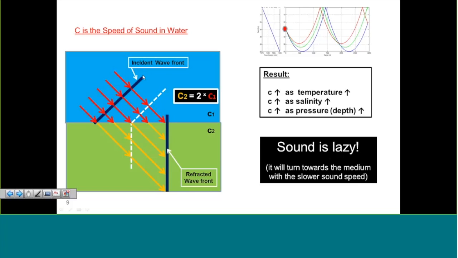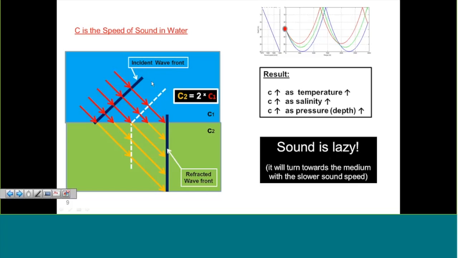In this case, you have an incident wave. It's this blue line here with the red. And in this simplified case, the speed of sound in the blue is half of that in the green. So in any given time unit, you'll move one red unit while you're in the blue. If you go into the orange, you move twice as far.